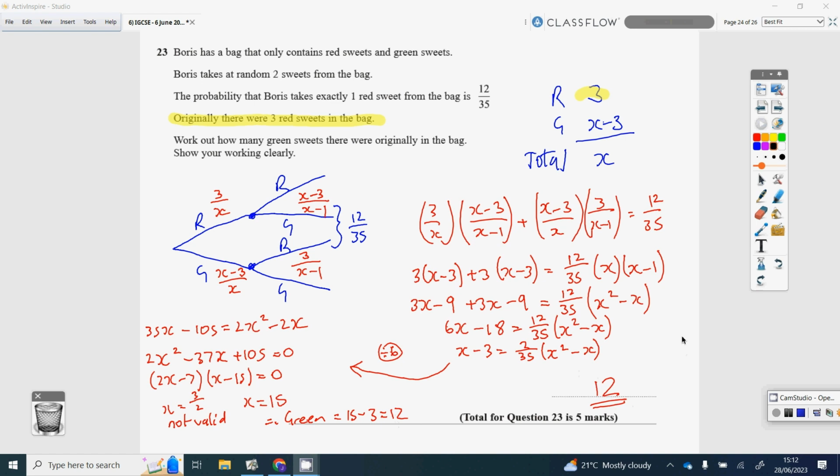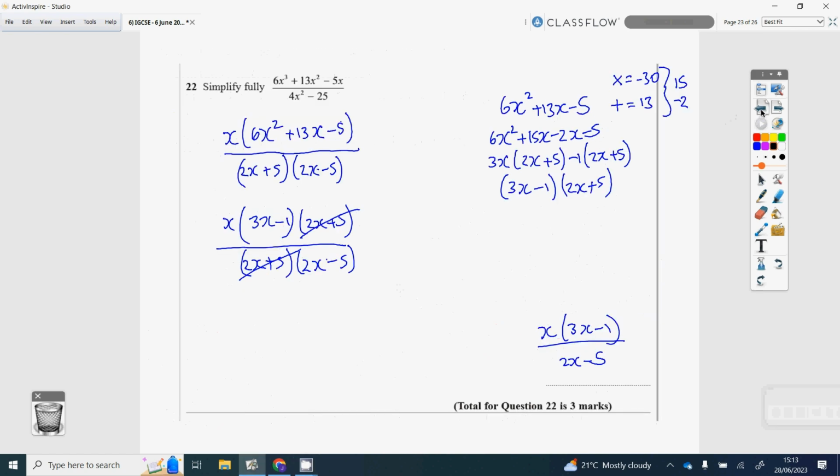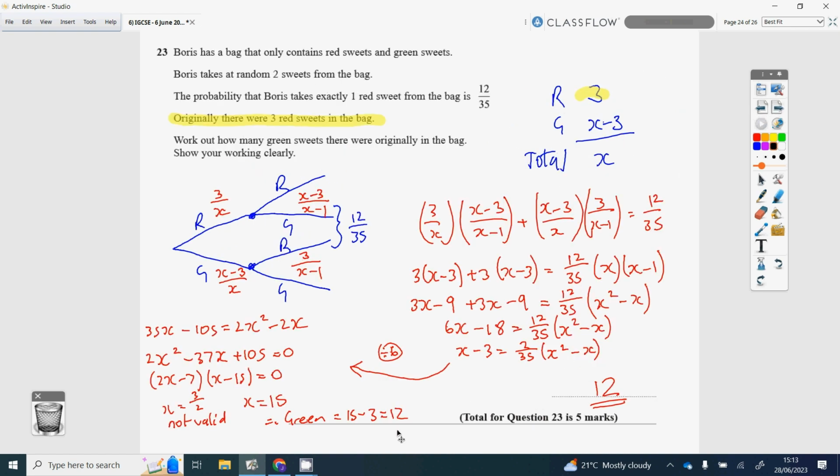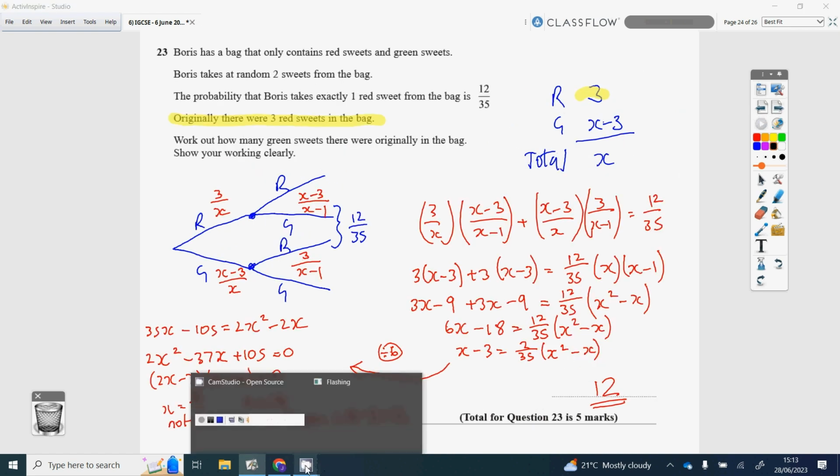So just to repeat, that's extremely difficult. There's lots of skills going on there. It was worth 5 marks, but if you're struggling with this one, I really wouldn't lose sleep over it. It was really, really difficult. I have skirted over how to factorize one of these trickier quadratics. If you want a more detailed view of how to do that, go back and look at question 22 on the right-hand side, where I've repeated the process.